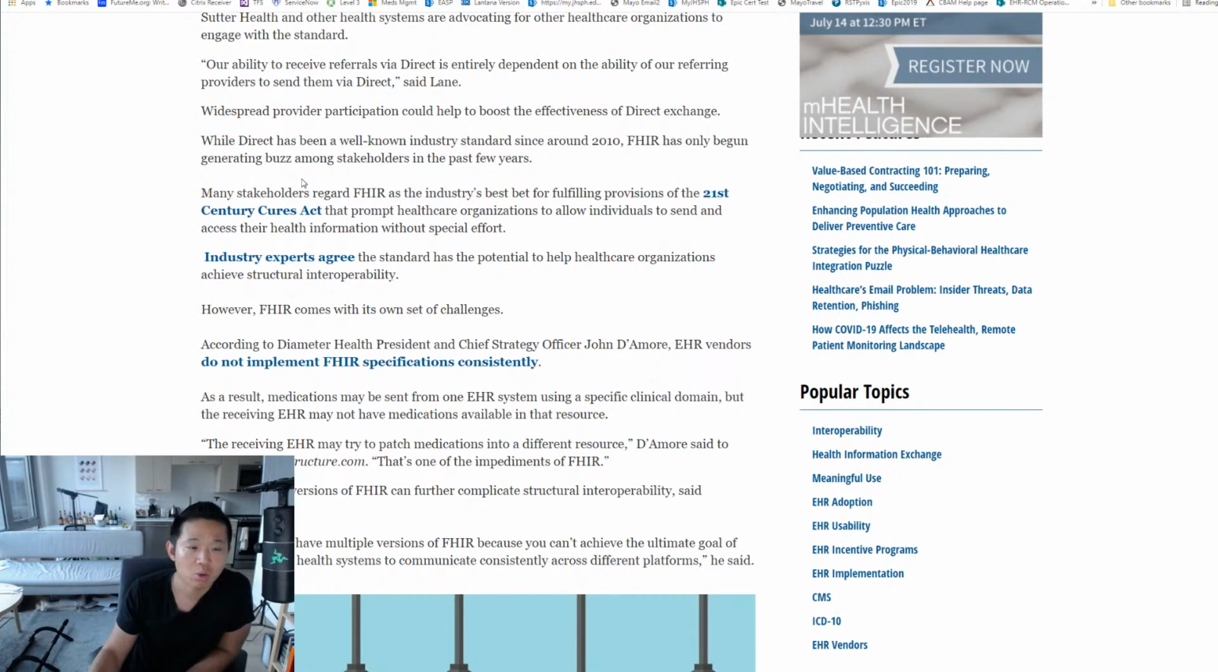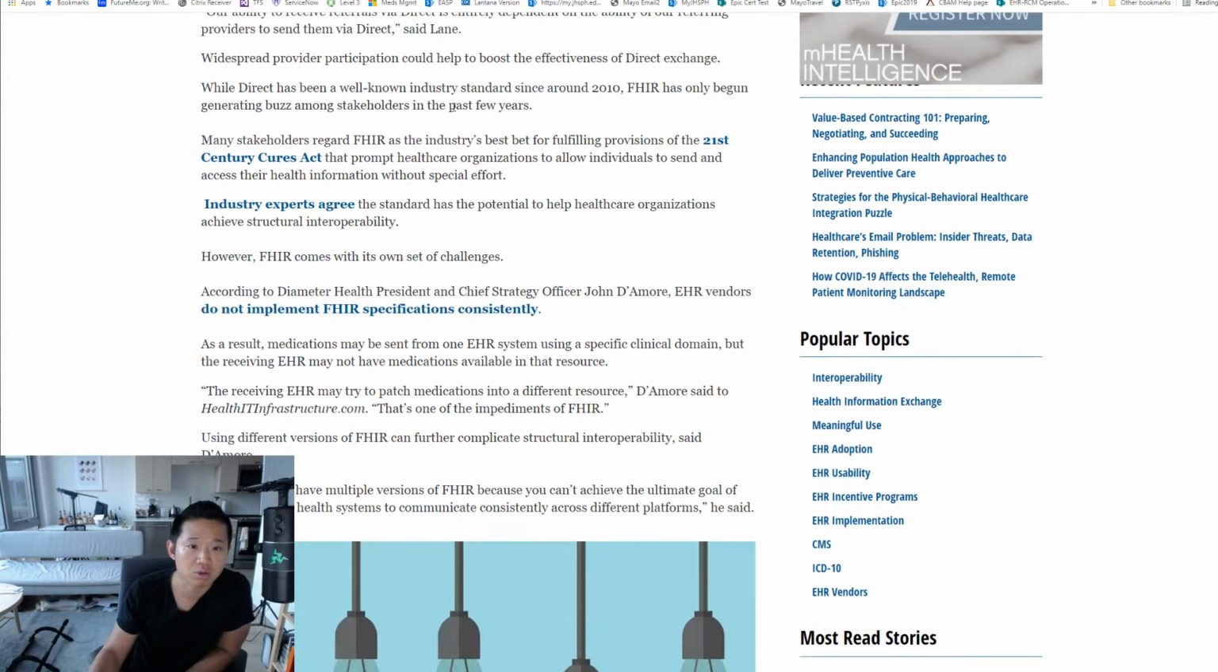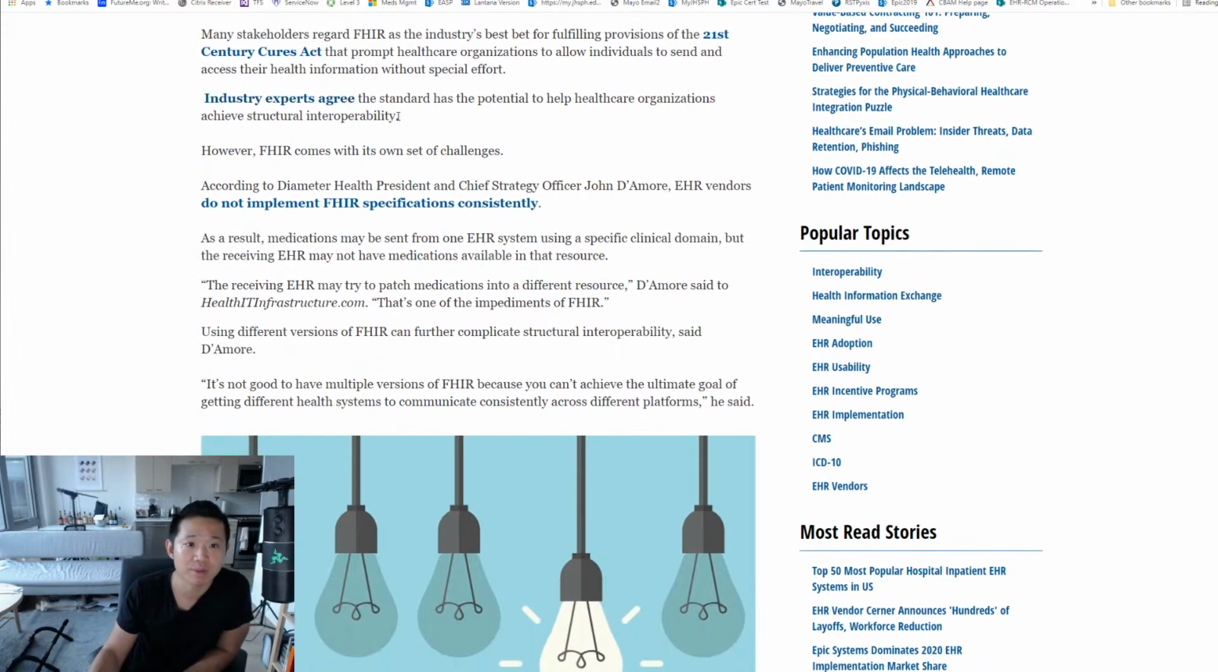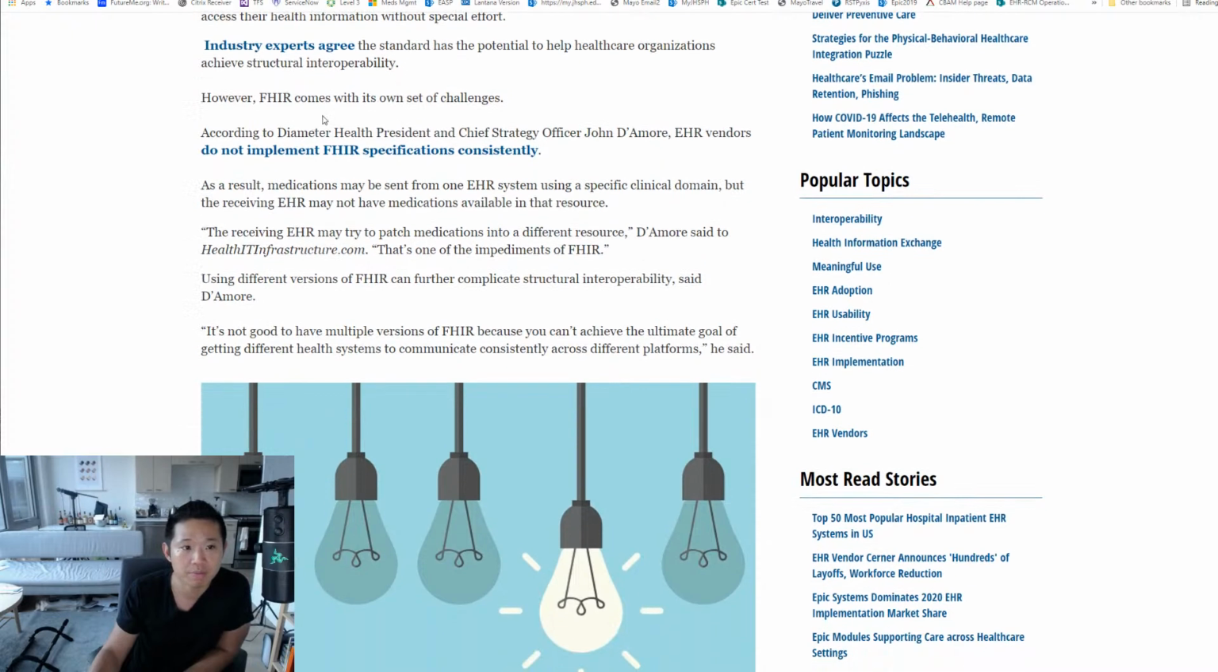Let's read this part. While Direct has been a well-known industry standard since 2010, FHIR has only begun generating buzz among stakeholders in the past few years. Many stakeholders regard FHIR as the industry's best bet for fulfilling provisions of the 21st Century Cures Act that prompt healthcare organizations to allow individuals to send and access their health information without special effort. Industry experts agree the standard has the potential to help healthcare organizations achieve structural interoperability. However, FHIR comes with its own challenges.